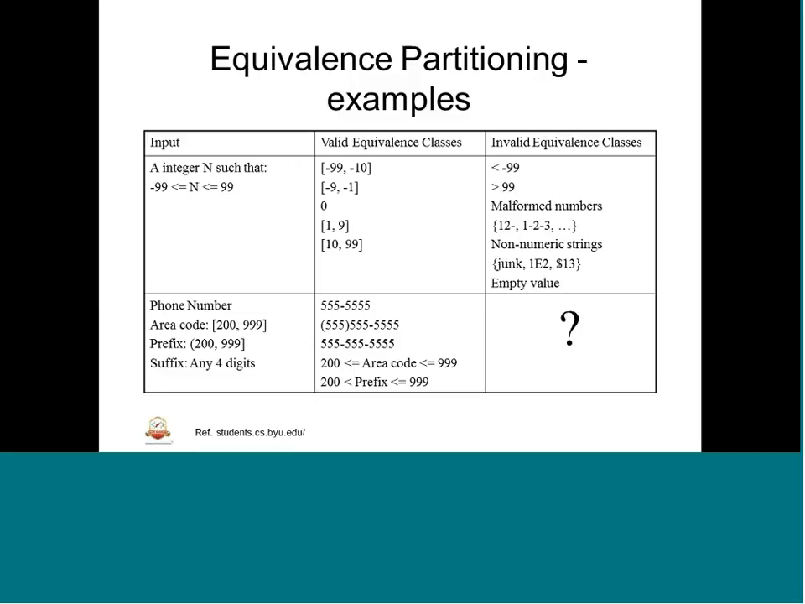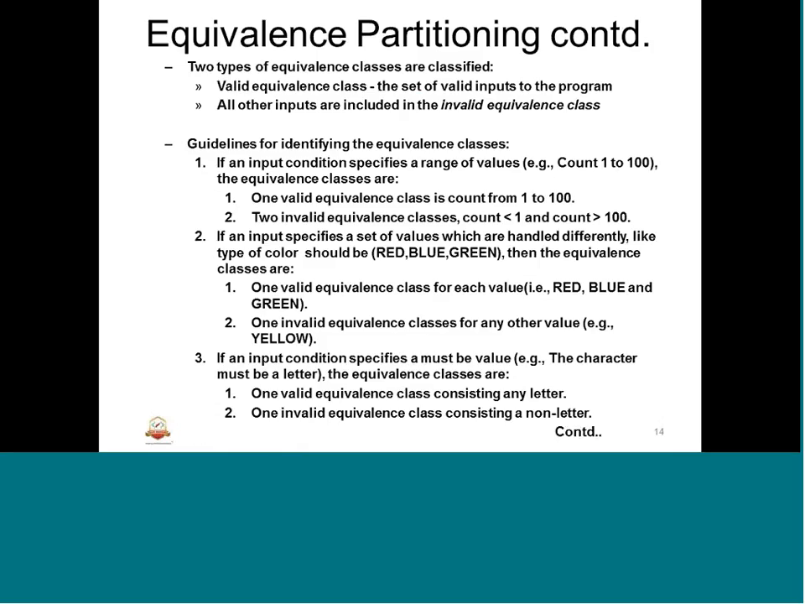Okay, having seen this example and definitions, we will again revisit our understanding of equivalence classes. Two types of equivalence classes are classified: valid equivalence classes, the set of valid inputs to the program. All other inputs which are not included in valid classes are called invalid equivalence classes. Now a few guidelines for identifying the equivalence classes. First one, if an input condition specifies a range of values, suppose 1 to 100, the equivalence classes are one valid equivalence class from 1 to 100, and two invalid equivalence classes, one less than the first count and the other greater than the last count.